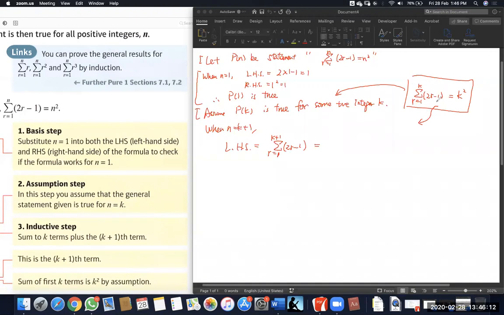Because you assume this one is true, you use this assumption to prove that for integer k it is true and then k plus 1 is also true. So how can you make use of this one? You need to think, how is this one related to this one? This one is just a summation from r equals 1 to k plus 1. This is a summation from r equals 1 to k. So you can rewrite this one like this.